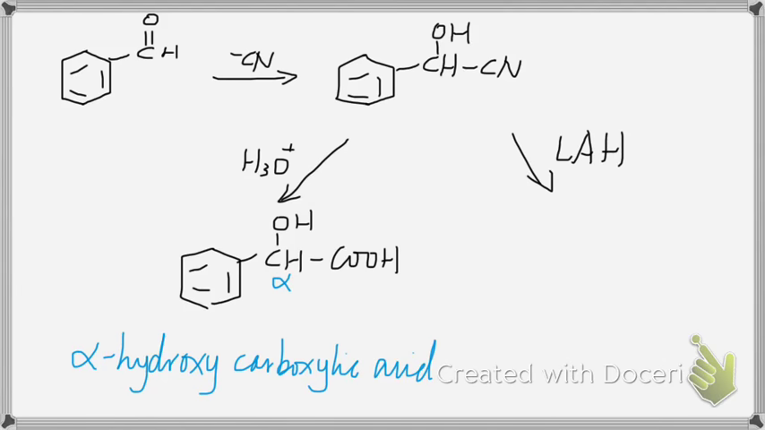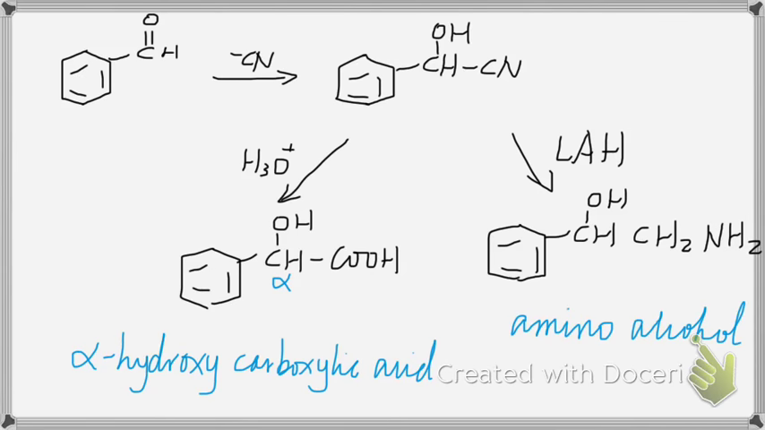If we reduce the cyanohydrin with LAH, now we can get a primary amine. And this product has an OH and NH2 group. It's called an amino alcohol. It's actually a vicinal amino alcohol: the NH2 group is on the adjacent carbon to the OH. So that's the application of making a cyanohydrin. We can transform the group to other functionality in organic synthesis.